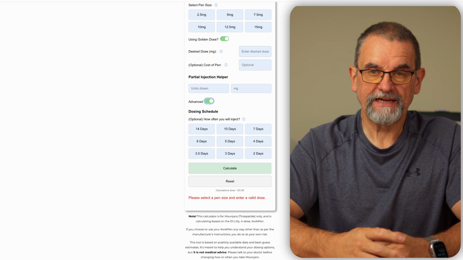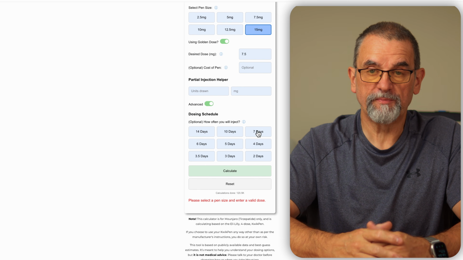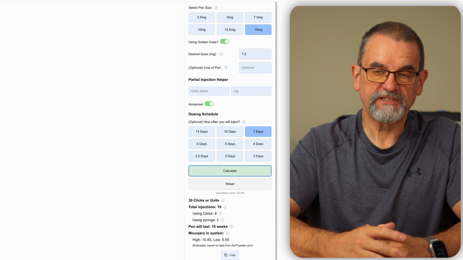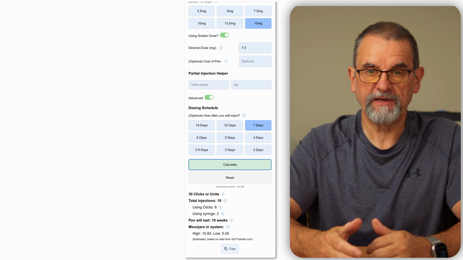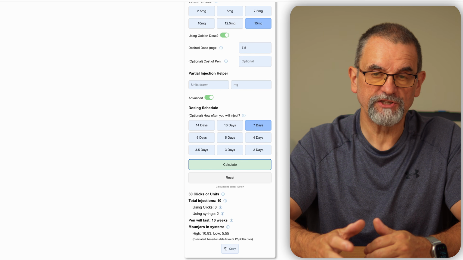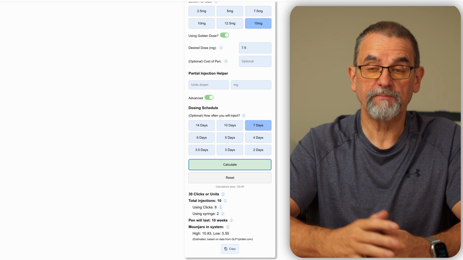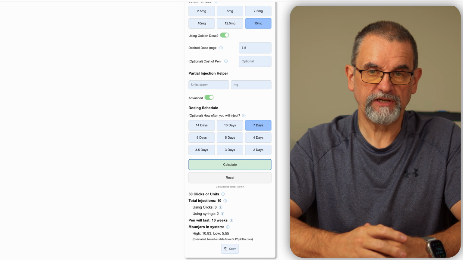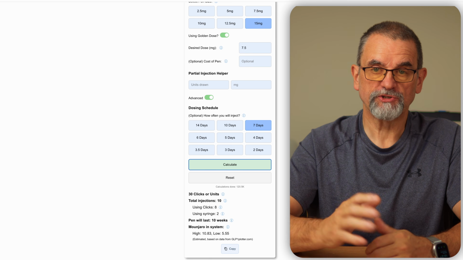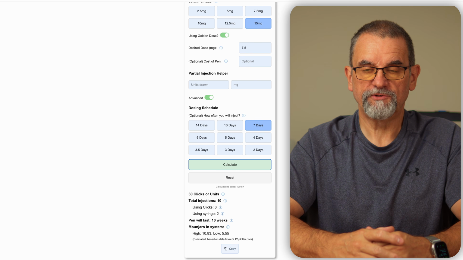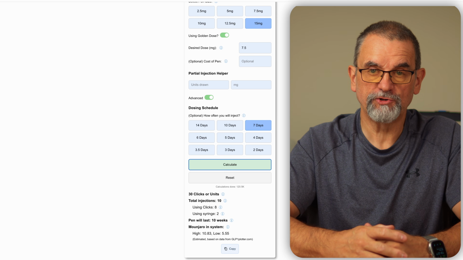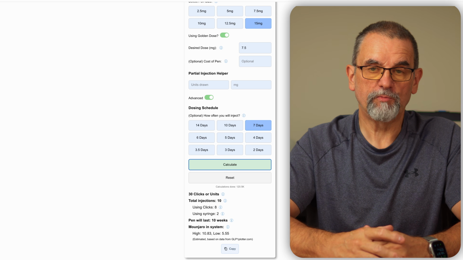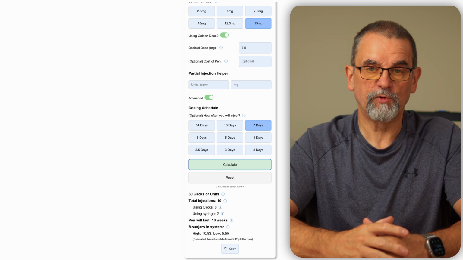With this option selected, the results will show you how long the pen will last and will tell you how much Tirzepatide is in your system, the high being not long after your first injection, the low being the day before your next injection. How you use this depends on what you're trying to achieve and is out with the scope of this instruction video. However, it will be to either generally increase the dose or to mitigate the problem of appetite suppression failing towards the end of the week.